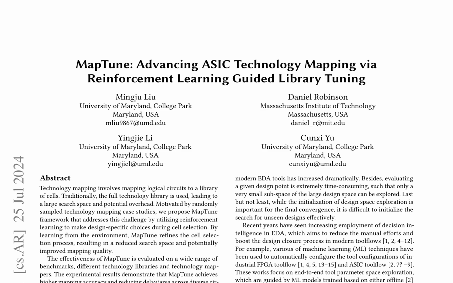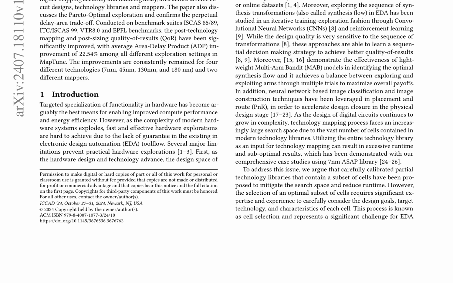The post-technology mapping and post-sizing quality of results, QoR, have been significantly improved, with an average area delay product (ADP) improvement of 22.54% among all different exploration settings in MapTune. The improvements are consistently maintained for 4 different technologies: 7 nanometers, 45 nanometers, 130 nanometers, and 180 nanometers, and 2 different mappers.